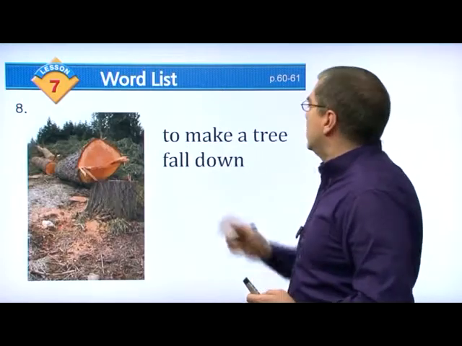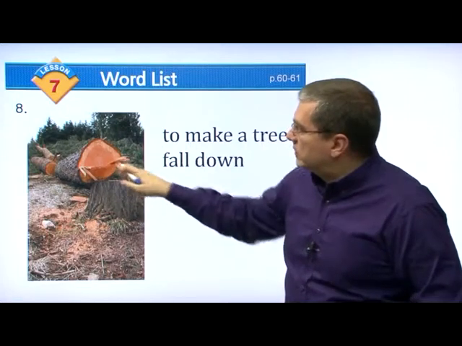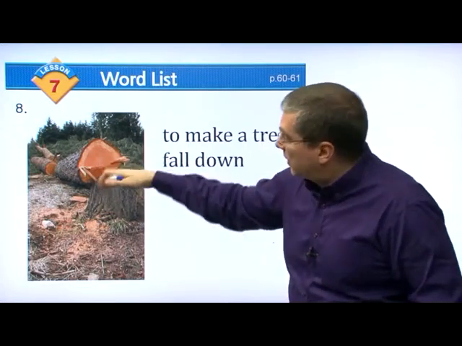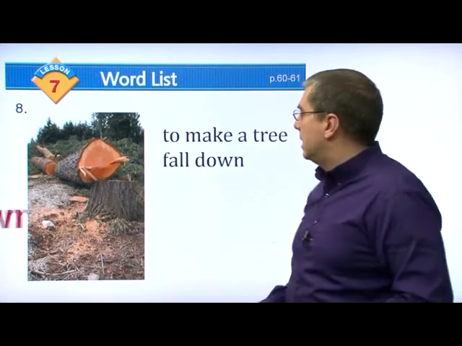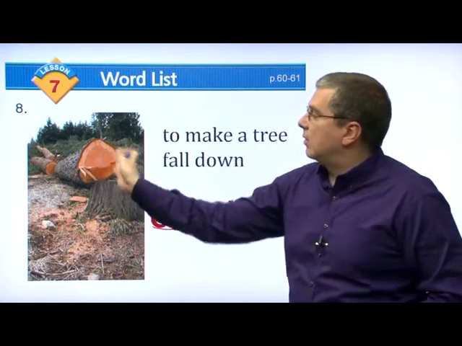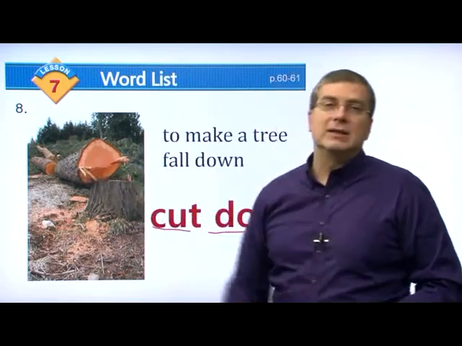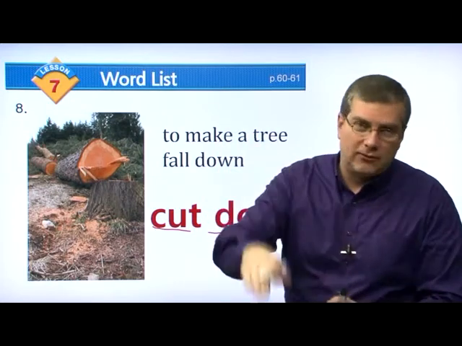Okay. To make a tree fall down. This was a huge tree. It fell down, and then they cut it into pieces. They're going to make wood out of it, right? What do we say? We cut down. They cut the tree down. They cut it down and they cut it into different pieces. But when you cut down a tree, that means it falls down.